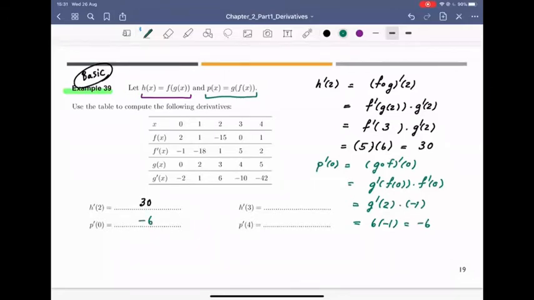Make sense? So I will leave this as your exercise. I'm not going to show everything, but you can practice this at home. The answers for these are going to be -20 and 2, just to check your work. But you should be able to do this easily. So try it. All right, so that's still a basic question for the chain rule. Let's move to the medium one.